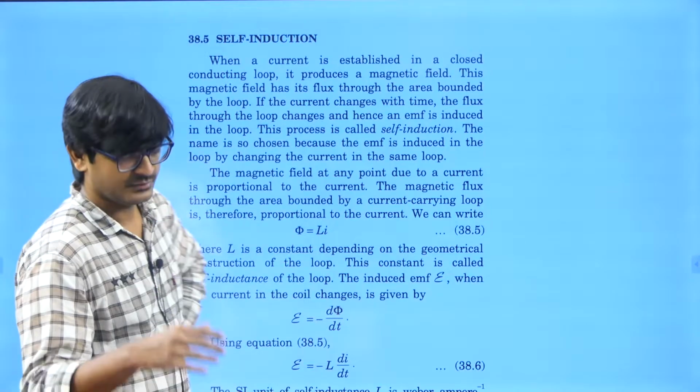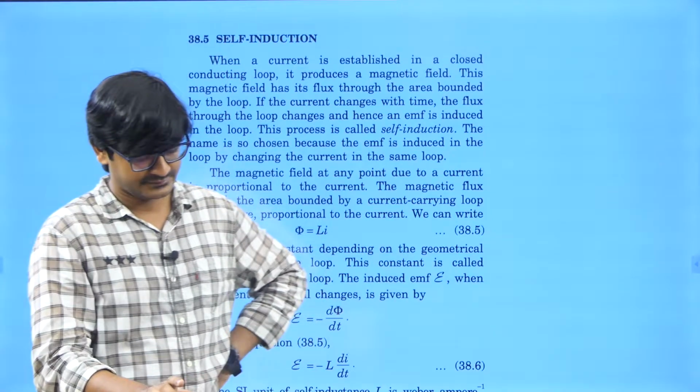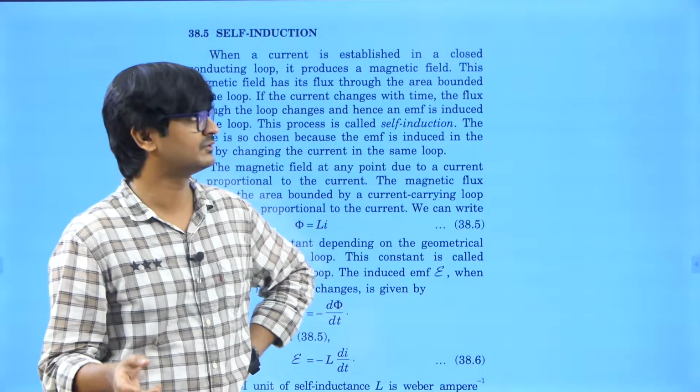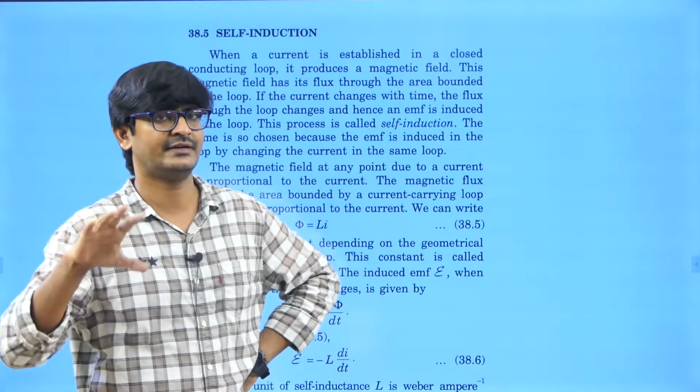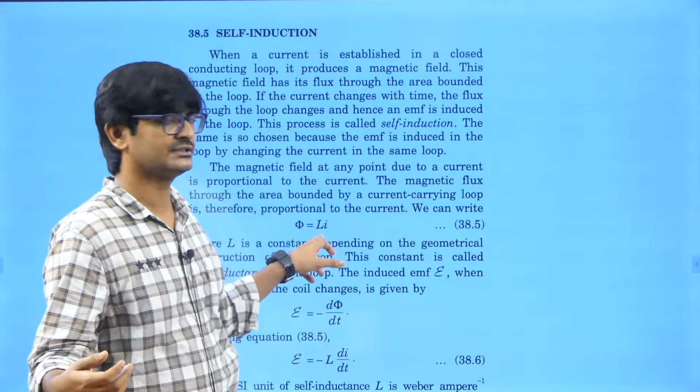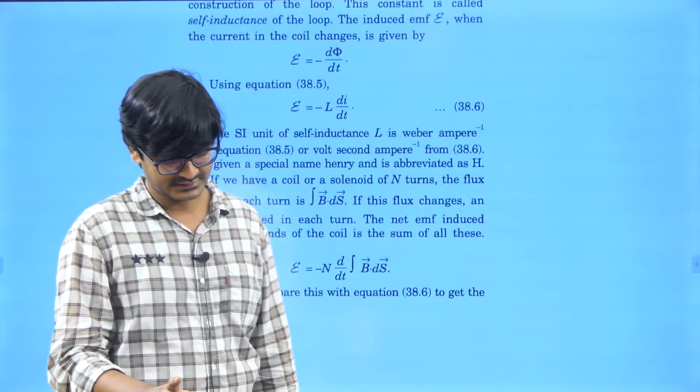Okay, then we will be going with self-induction. So self-induction, how will you find self-inductance? You will pass the current through that loop and find the flux through the same loop, and that flux will be proportional to the current. That constant is going to be the self-inductance, right?